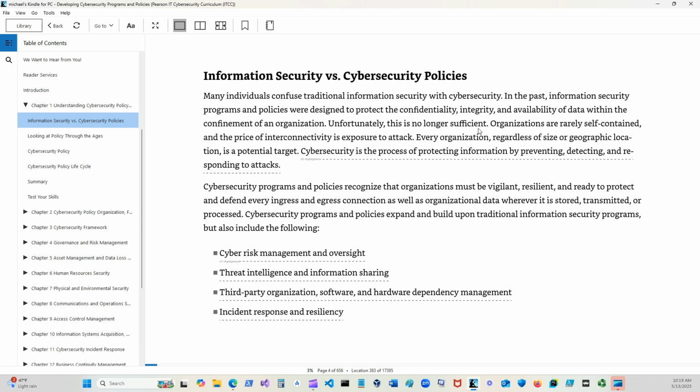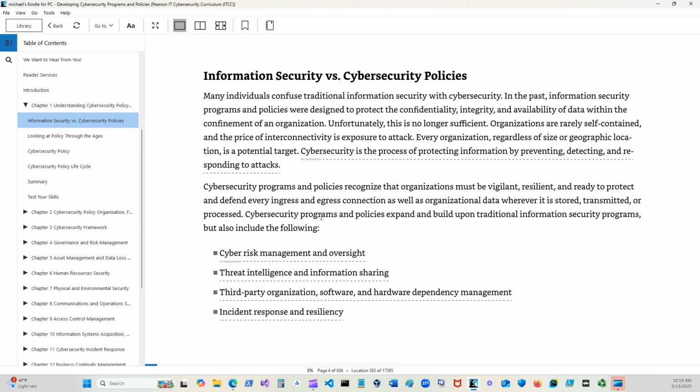Unfortunately, this is no longer sufficient. Okay, so he's saying it's no longer sufficient, but it is the backbone. Organizations are rarely self-contained, and the price of interconnectivity is exposure to attack. Every organization, regardless of size or geographic location, is a potential target.